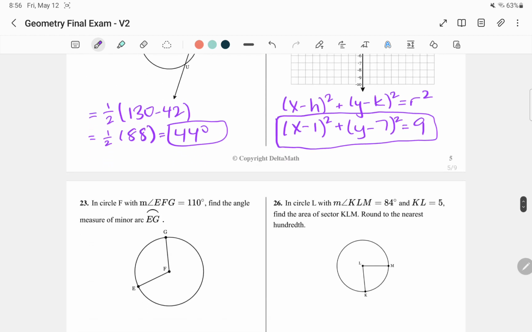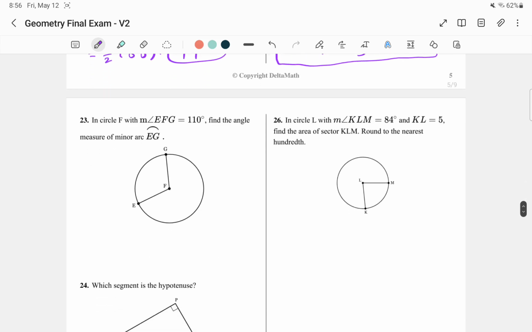All right, moving on to 23. In circle F with the measure of angle EFG being 110 degrees, find the angle measure of minor arc EG. Now, is this a central angle or an inscribed angle? The vertex is in the center, in the middle here, so it is a central angle, and these are equal to each other. So the central angle is just equal to the arc, right? Inscribed is half the arc, central is equal to the arc. So it is 110 degrees.